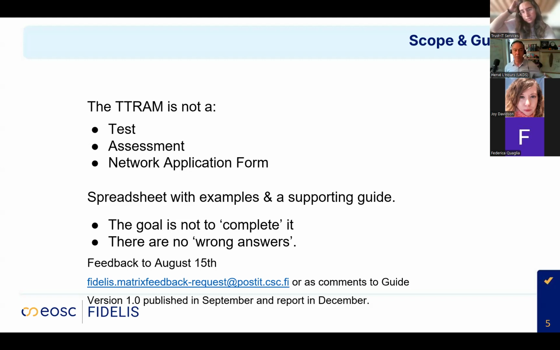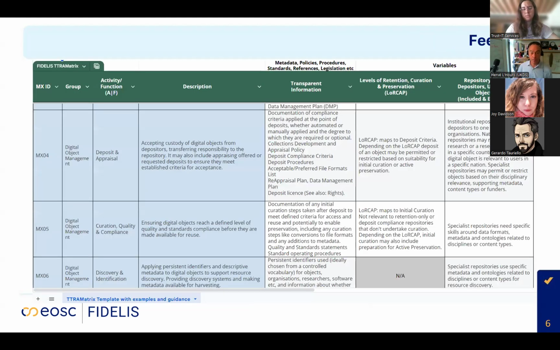We'll get back to the feedback options towards the end here today, but we're looking for feedback through to August 15th, either as direct comments in a Google Doc version of the guide or via this email address, with a view to publishing version 1 in September and a full report in December. And this is pretty much what it looks like. Each of those has got examples under each of the clear columns on the right there, but there's also a blank version of the template for people to fill in.